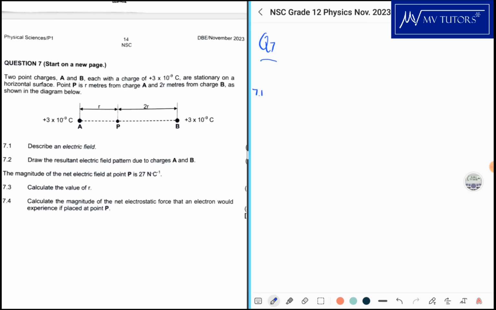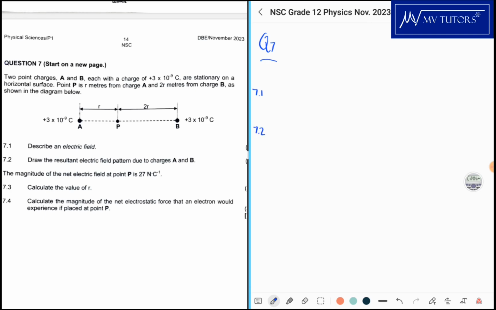So it says, describe an electric field. Now be very careful. They're not asking you to describe an electric field at a point. It's just describing an electric field. So basically, an electric field is a region of space where an electric charge will experience an electrostatic force. In summary, it's a region where an electric charge will experience an electrostatic force.